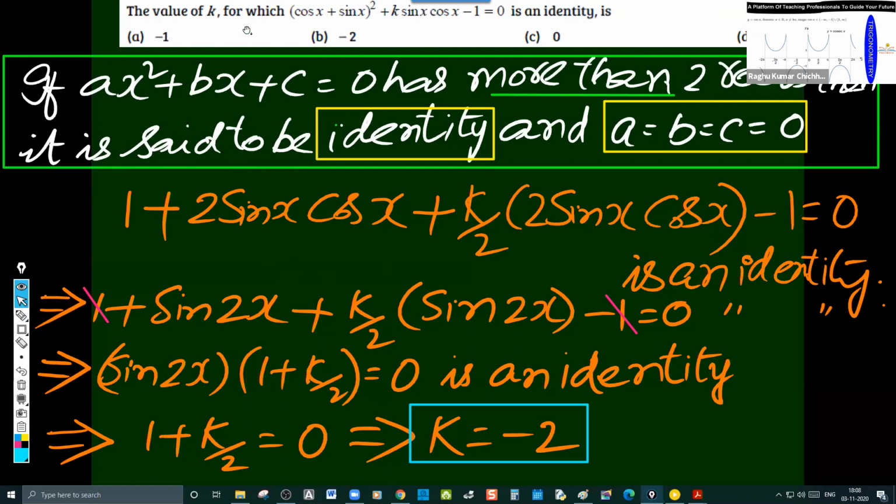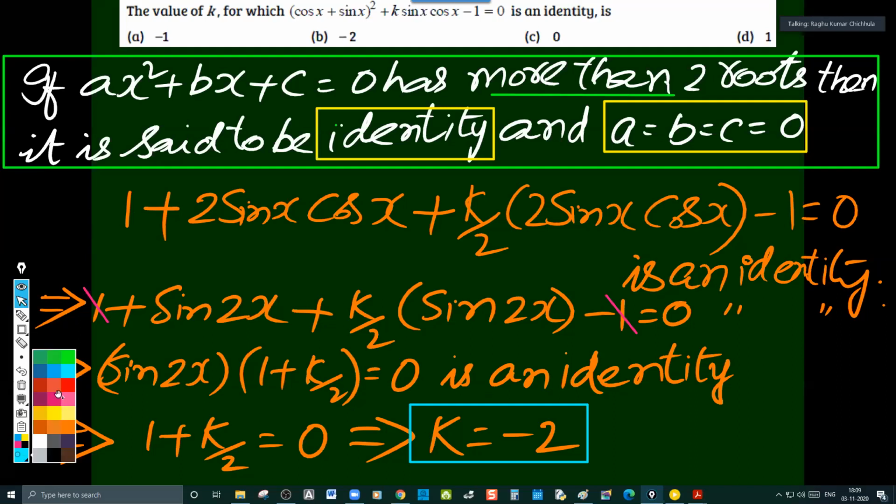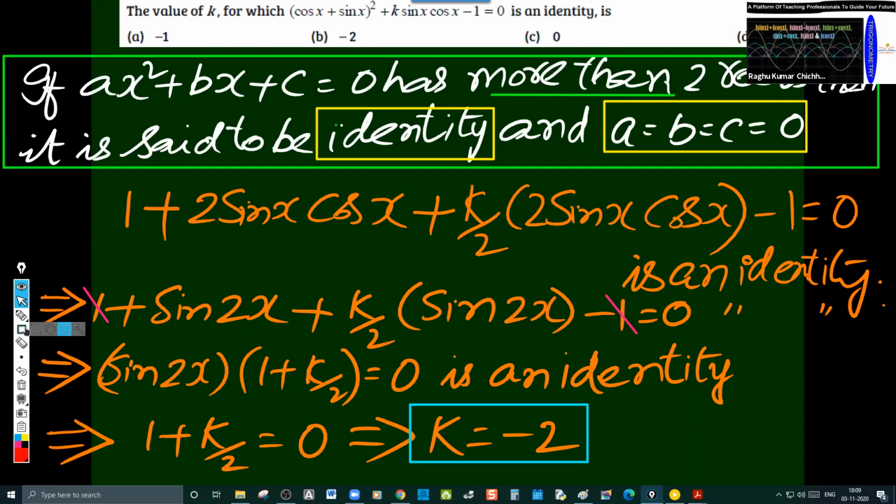And of course, this you will understand easily. Maurya, cos x plus sine x whole square is nothing but 1. After this, I wrote sine 2x plus k by 2 into sine 2x, and minus 1 is there. The 1 gets cancelled, and I took sine 2x common. Then 1 plus k by 2 is equal to 0 is an identity. Don't forget this first. That is the only important thing here. The entire problem lies here.